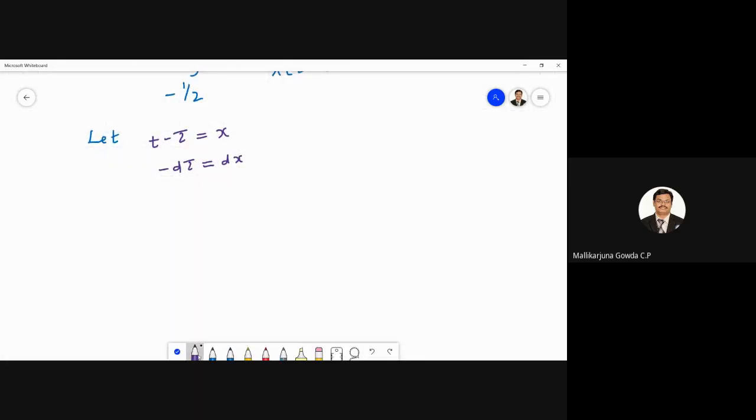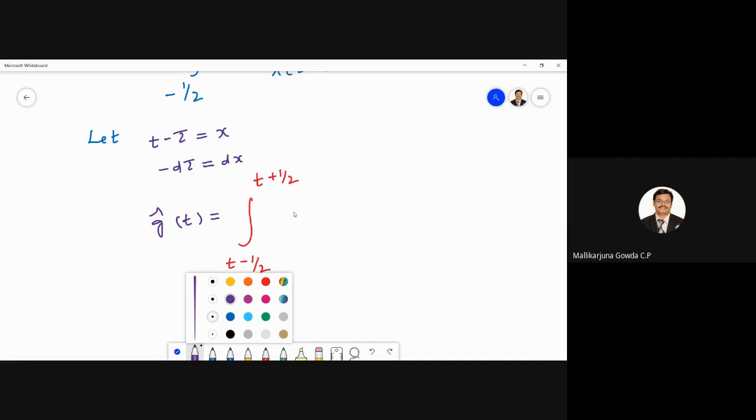So I can write g hat of t will be equal to the integral from t minus 1 by 2 to t plus 1 by 2 of 1 by pi x into, d tau is minus dx. Is it fine? Yes, sir.